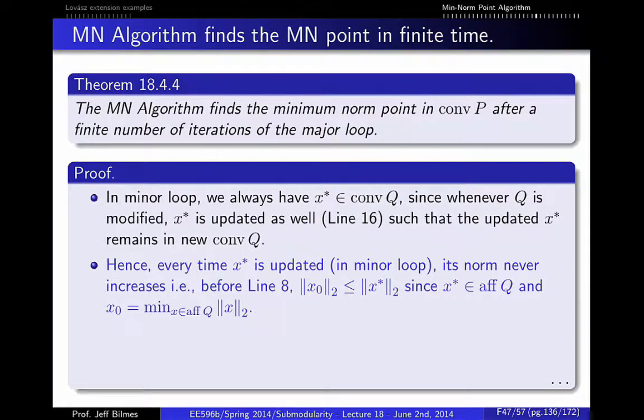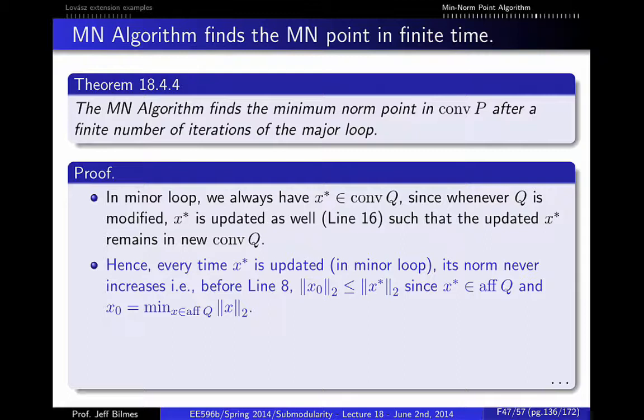So every time x star is updated in the minor loop, its norm never increases. In the geometric example that we gave you, we saw that the norm was strictly decreasing at points inside of the minor loop. In general, what we have is that the norm never increases.